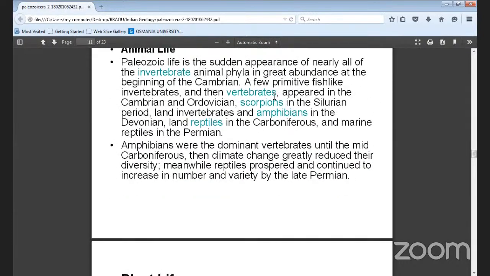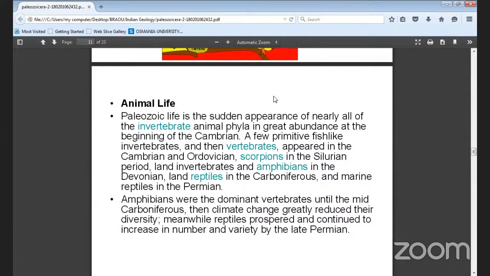Regarding animal life in the Paleozoic, there is a sudden appearance of nearly all invertebrate animal phyla in great abundance at the beginning of the Cambrian, with a few primitive fish-like vertebrates, and then afterwards vertebrates appeared in the Cambrian and Ordovician ages. Scorpions appeared in the Silurian age, and some land vertebrates and amphibians in the Devonian. Land reptiles in the Carboniferous, and marine reptiles in the Permian.